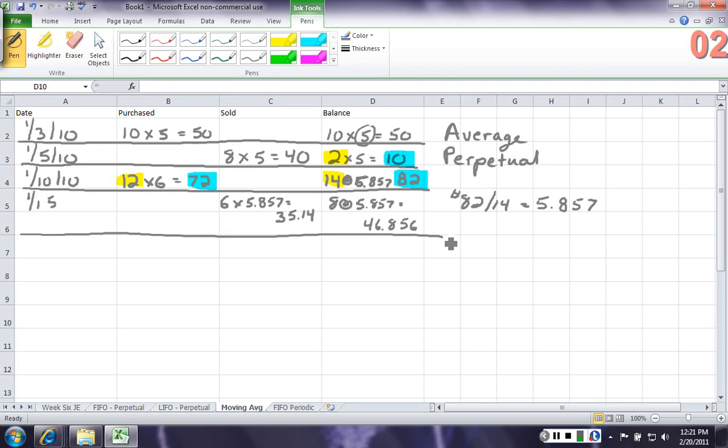Now I get to do that again. On the 22nd, I purchase another 15 leashes. This time I purchase them at 7, so I have a total purchase price of $105. I need to figure out how many leashes I have. I need to figure out their total cost, so then I can compute the average cost. So 8 plus 15 is 23 leashes.